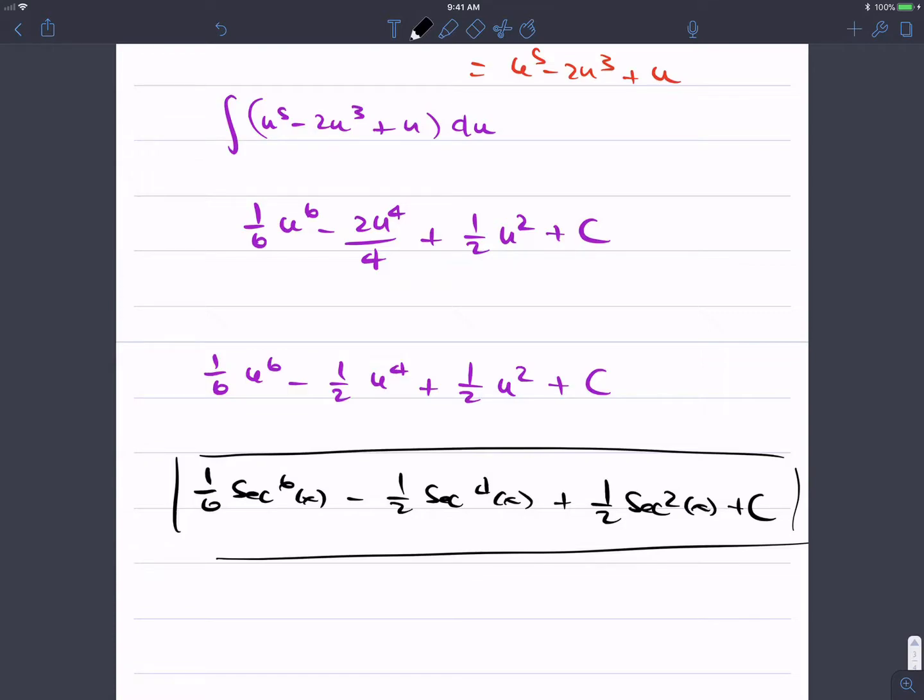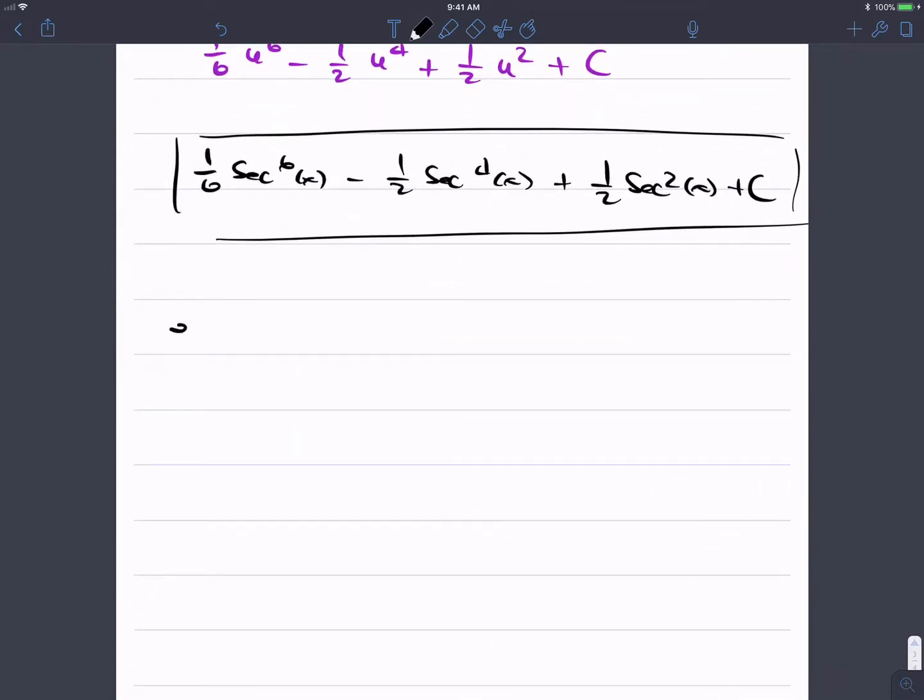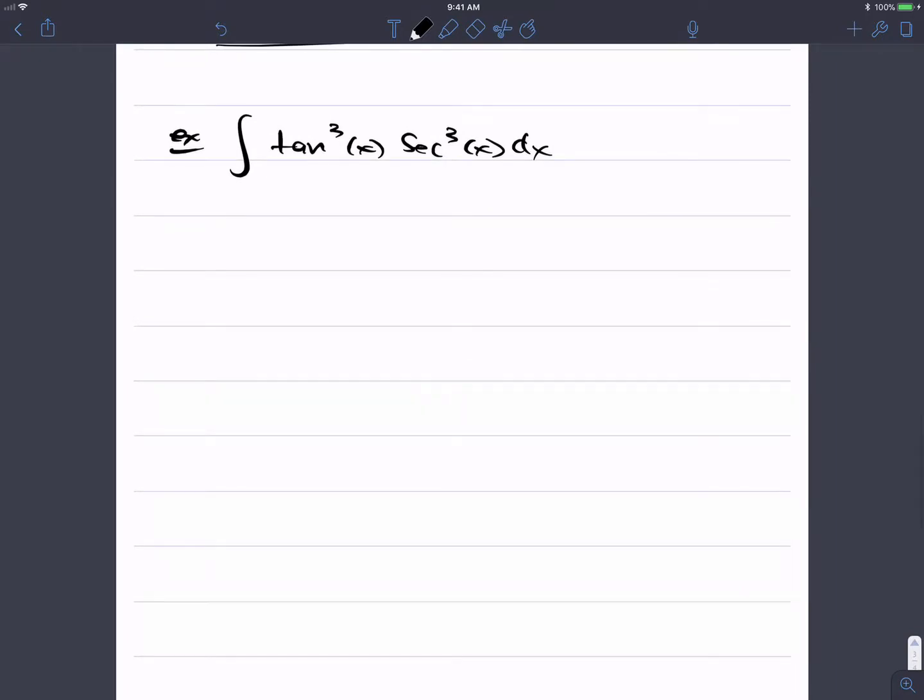So let's look at another example here. Tangent to the cube power, secant to the cube power, dx. Once again, my power is odd. Let's factor out a factor of secant tangent. So this will be secant tangent times tangent squared, secant squared.